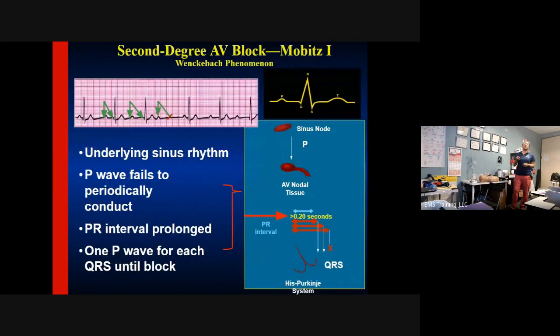Excuse my stuttering. So second degree AV block type 1, Mobitz 1, Wenckebach phenomenon. In this, you have an underlying sinus rhythm where a P wave fails to periodically conduct. You have an increasing PR prolongation, as you see here in this diagram. So it'll start at 0.10 seconds, 0.20 seconds, 0.50 seconds, 0.65 seconds, and then it drops. It loses the QRS altogether.